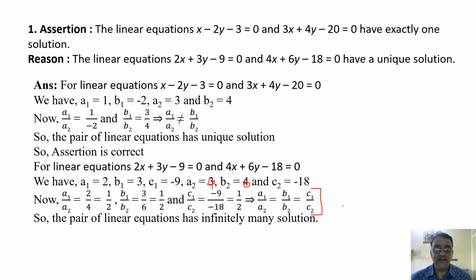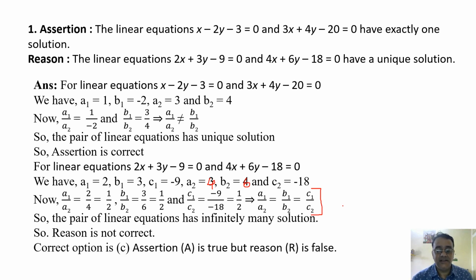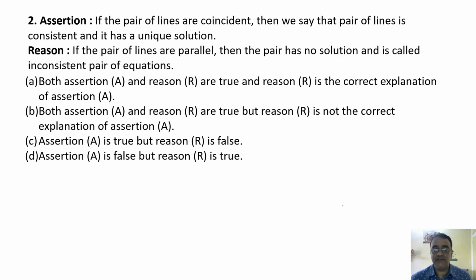So the pair of linear equations have infinitely many solutions. That means reason is not correct. So which option was correct? C. Assertion is true, but reason is false. Right? So now we will move toward the second question.